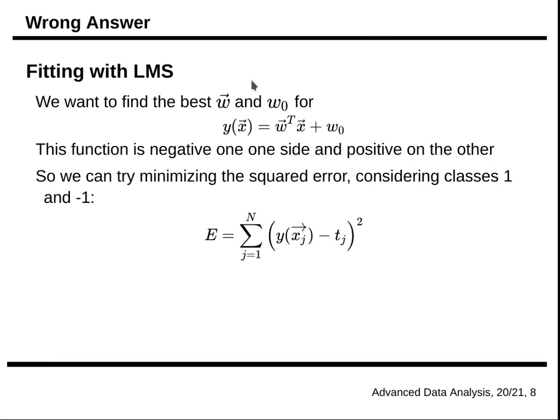One wrong answer for this would be to use the least mean squares method that we used before, minimizing the quadratic error. We could try to fit these parameters in such a way that this function that is negative on one side and positive on the other would minimize the quadratic error to the target labels of our classes, that could be +1 on one side and -1 on the other.